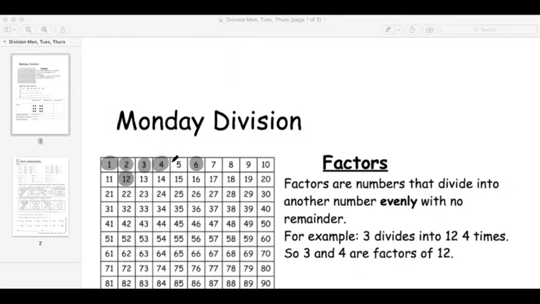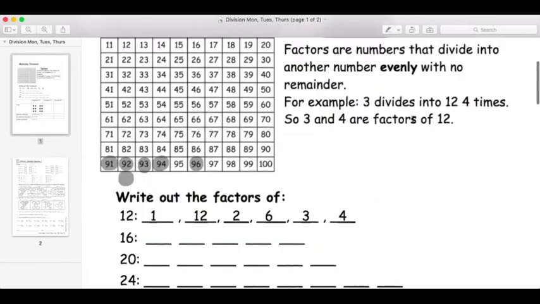But now, if we look at the 5, and I'm trying to work out whether 5 is a factor of 12, I'm going to count in 5s, and if I land on 12, then it is a factor. And if I don't land on 12, then it's not. So 5, 10, 15. Oh, I've already gone past the 12. So 5 isn't a factor of 12. Sometimes it might come up in a sum. It might say divide 12 by 5, but that would mean you would have a remainder because it doesn't divide in evenly. Okay, so now we're going to go on to the next part.